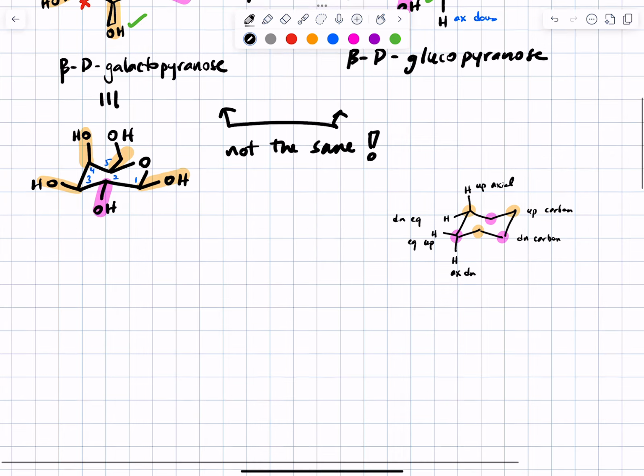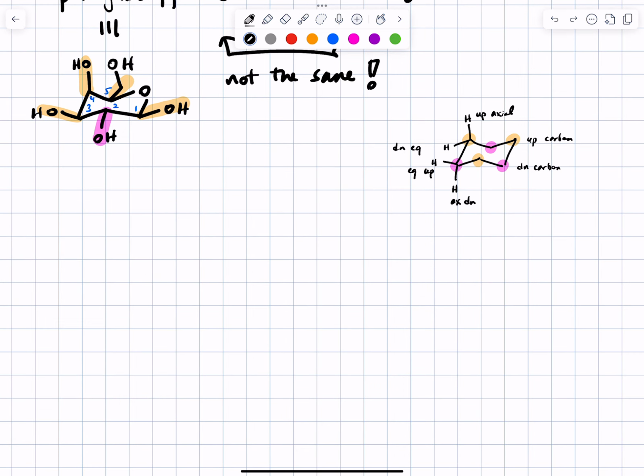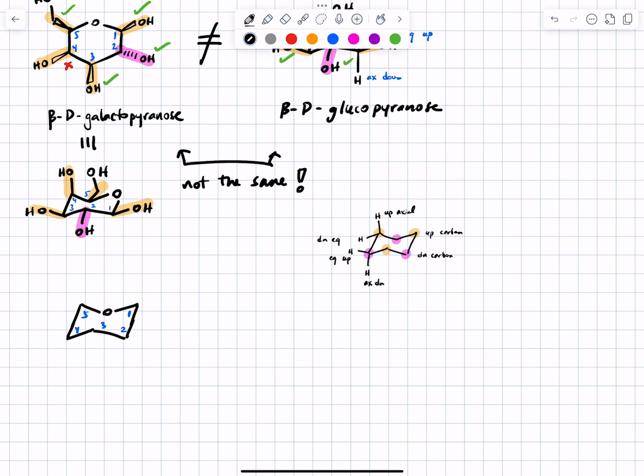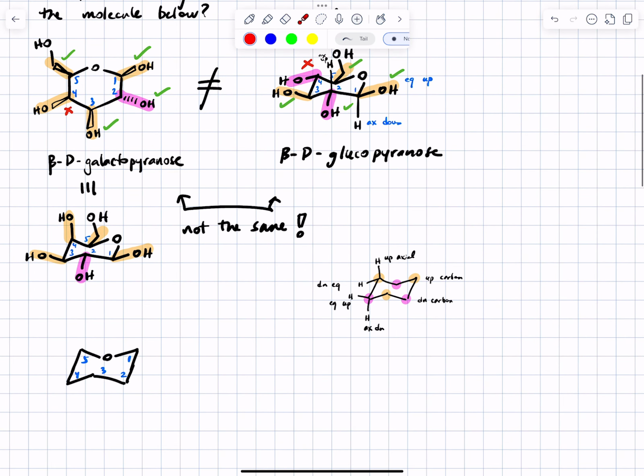Now, you could have asked, what if I started with the oxygen of the ring at a valley position? I would continue to number carbons 1, 2, 3, 4, and 5. Now on carbon 1, that is at an up carbon position, what is the up substituent? It should be axial or equatorial? Axial, has to be. So the decision I make about where to start, and whether that's at an up carbon or a down carbon, determines whether everything else is going to be axial or equatorial.